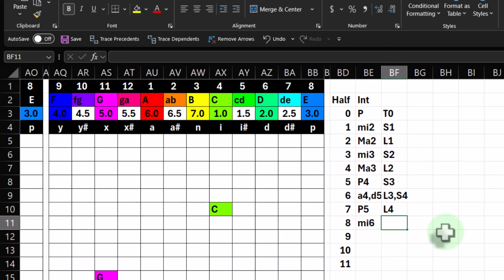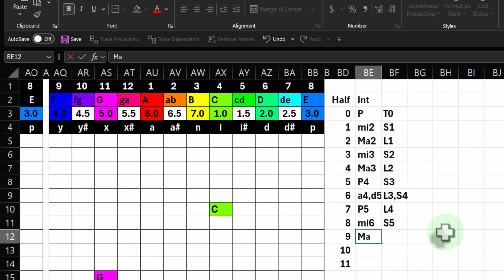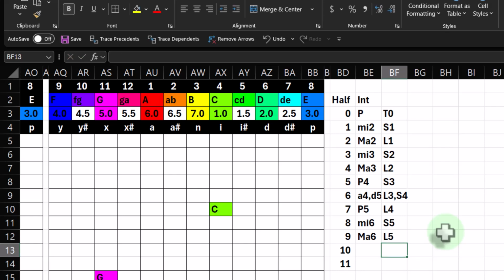A minor 6, it's off by 1, would be a short fifth, if I just count continents. And then 9 notes away is going to be a major sixth. And I'd rather call that a long fifth, because again, if I count from the point we're on, all the scale degrees are off by 1.